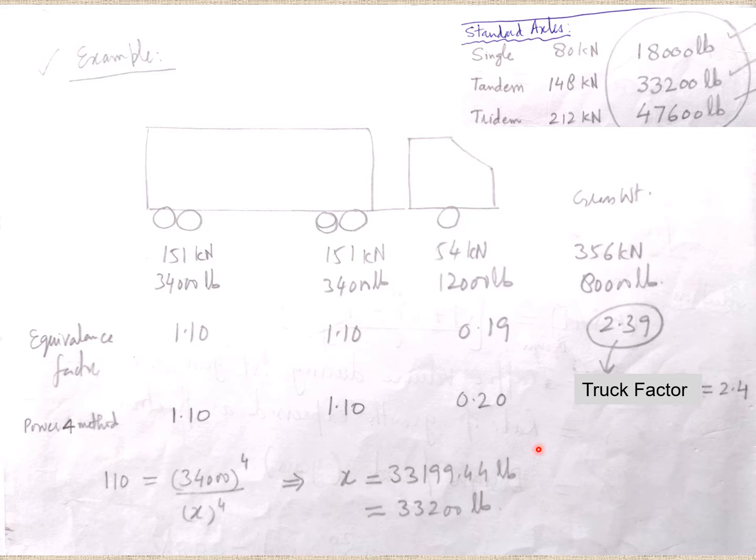So this calculation is just for the verification of this. So in this case, either by using the equivalency factor from the table or by using the power 4 method, the truck factor is coming equal to 2.4 or 2.39.